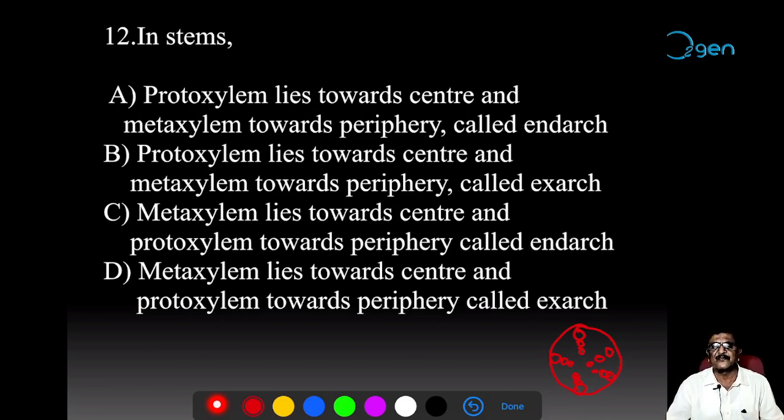Let me see other statements. Statement B, protoxylem lies towards the center and metaxylem towards the periphery. It is called exarch. No, it is wrong, not exarch. Metaxylem lies towards the center and protoxylem towards the periphery is called endarch. Wrong. So option A is correct.